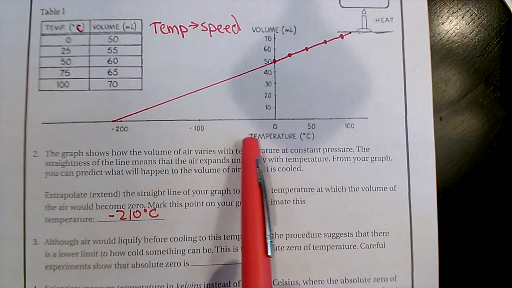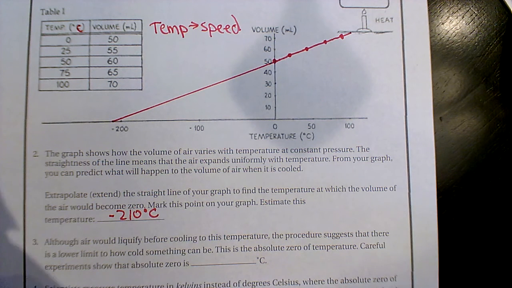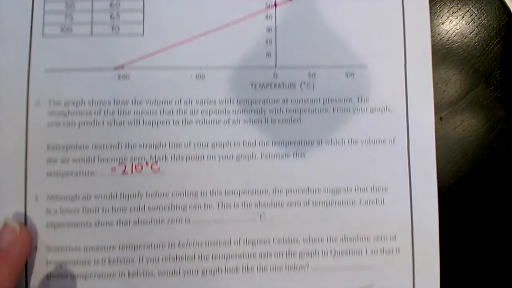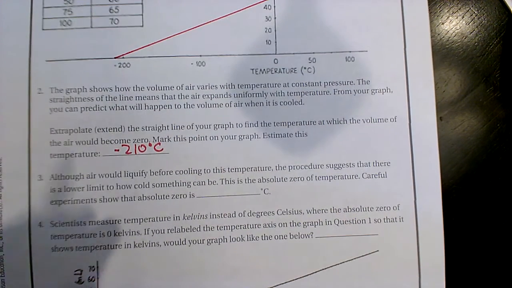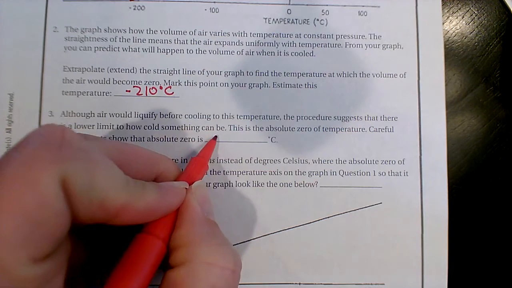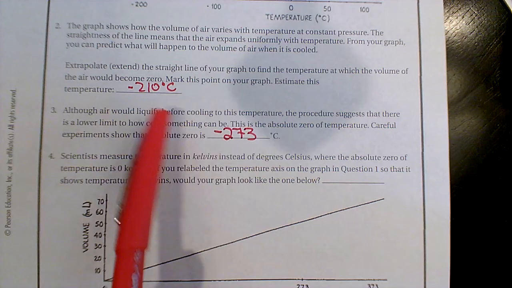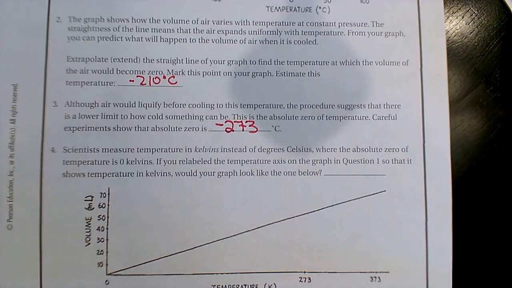But you see, we have these temperatures that get less and less than 0, and it's not that the particles are moving backwards. It's that our temperature scale isn't very good. But we have this theoretical spot where they would stop moving, and it's negative 273. So my graph, like I said, was off by quite a bit.